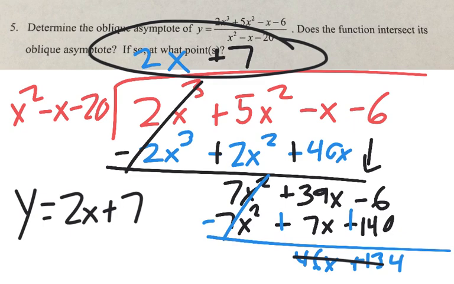So I've got y equals, let's see, I should have a 2x to the third plus 5x squared minus x minus 6 over x squared minus x minus 20. So there's that graph. And then I found the oblique asymptote to be at 2x plus 7.